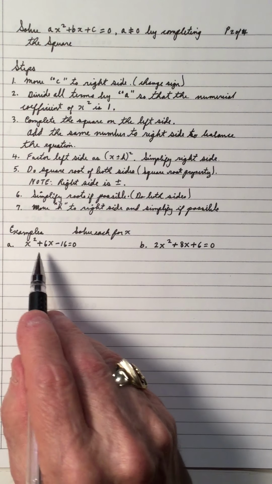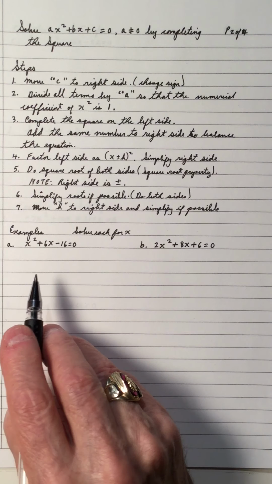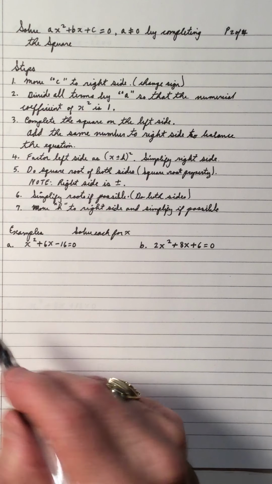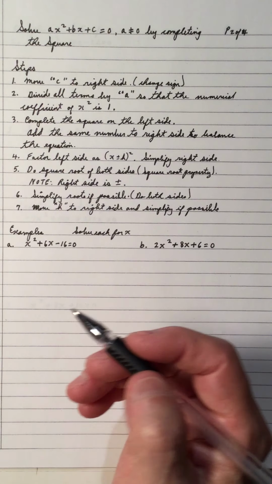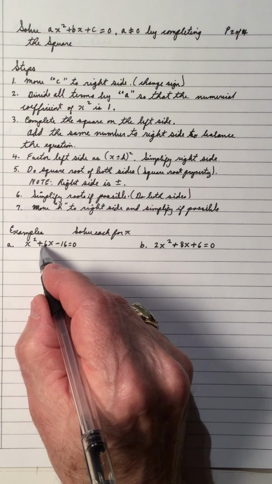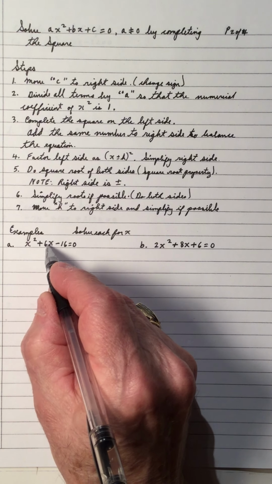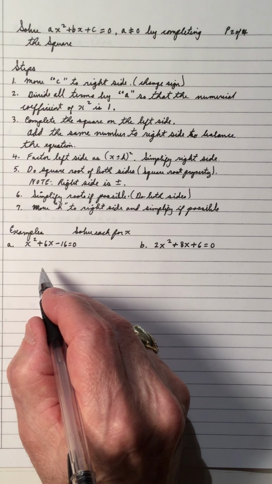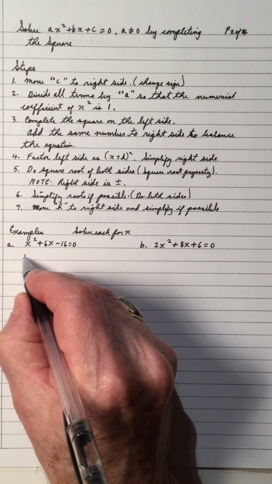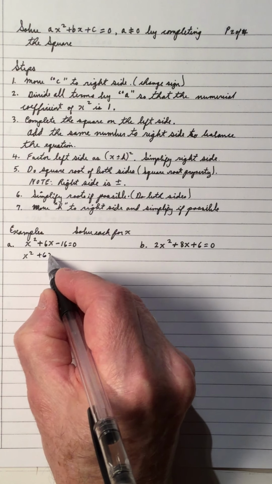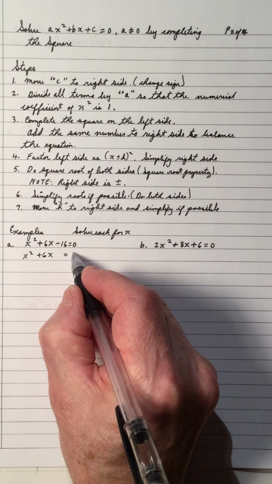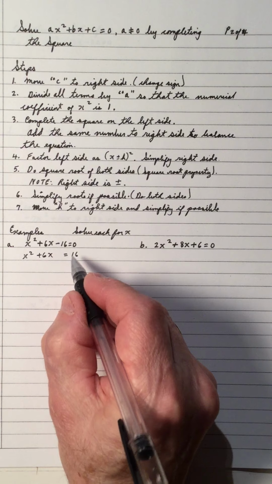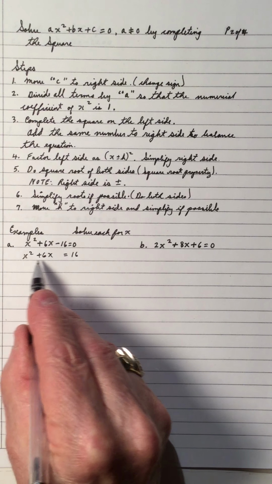Example: solve each for x, and again we're solving it by completing the square. We could factor, we could do the square root property, etc. But the square root property is when b is 0. Here b is not 0, so I will do it by completing the square. So we will move the constant to the right side, 16, and make it positive. Now we have to complete the square.